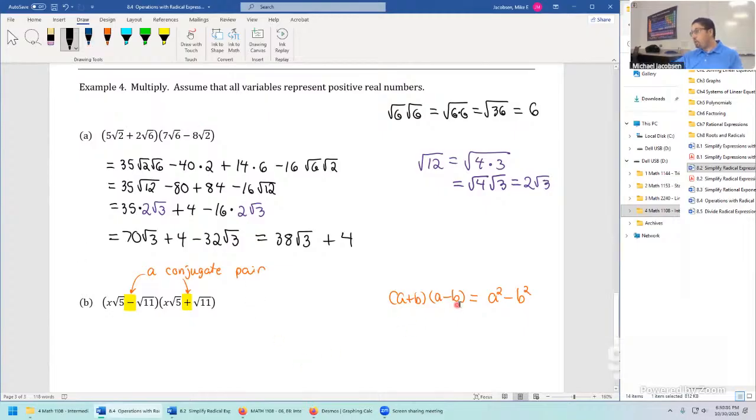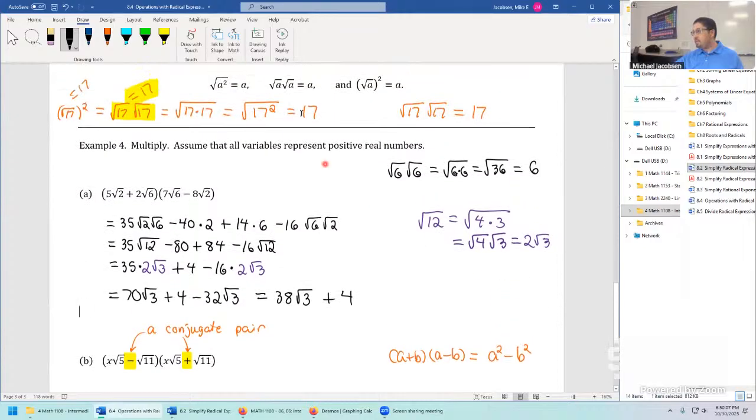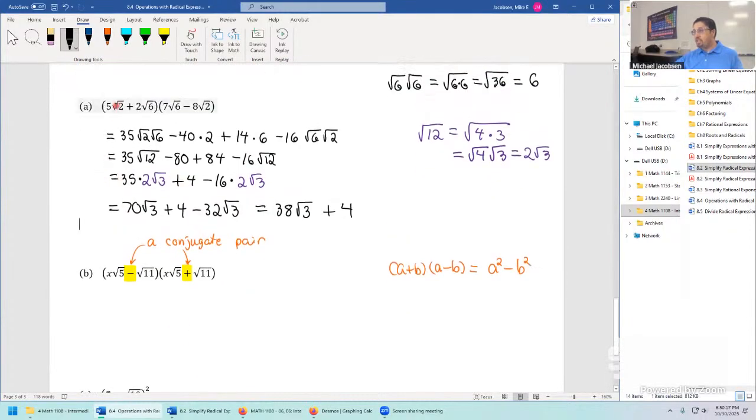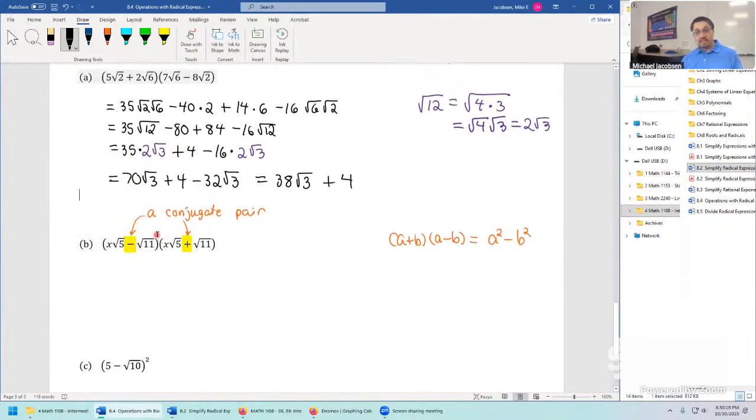But when you FOIL out a conjugate pair, like in this situation, you're squaring the first term, you're squaring the second term, and you know if you square a square root, it gives you back the thing inside. The square root itself just vanishes. So this is something that starts with square roots, just like in the last problem. But because it's a conjugate pair, there's going to be no square roots when we finalize FOILing this thing out. So here's how it comes together.